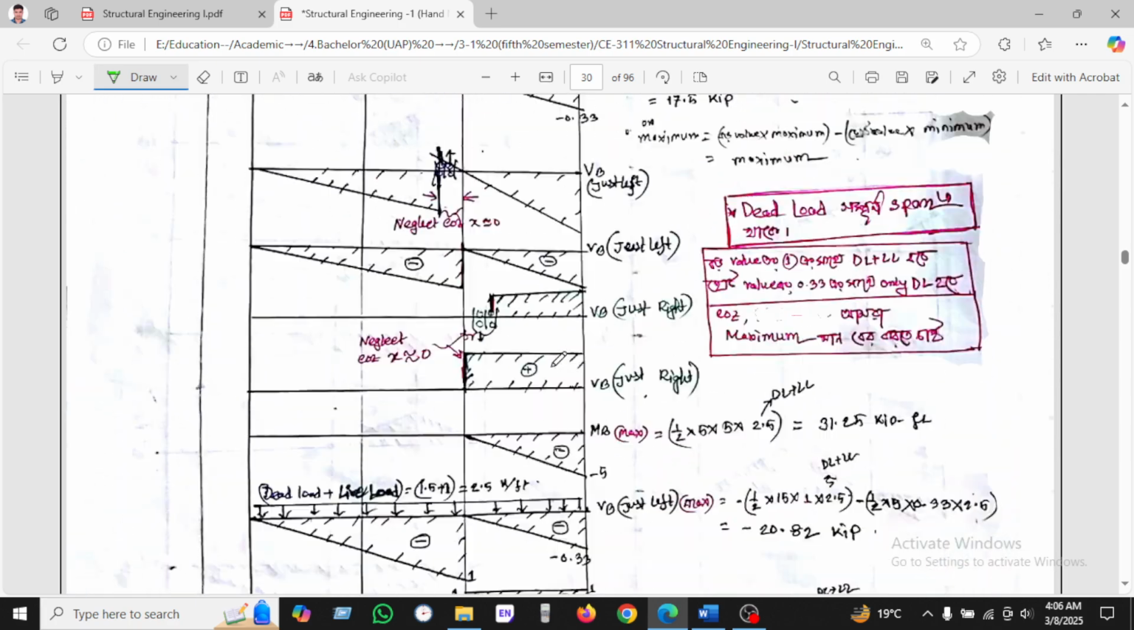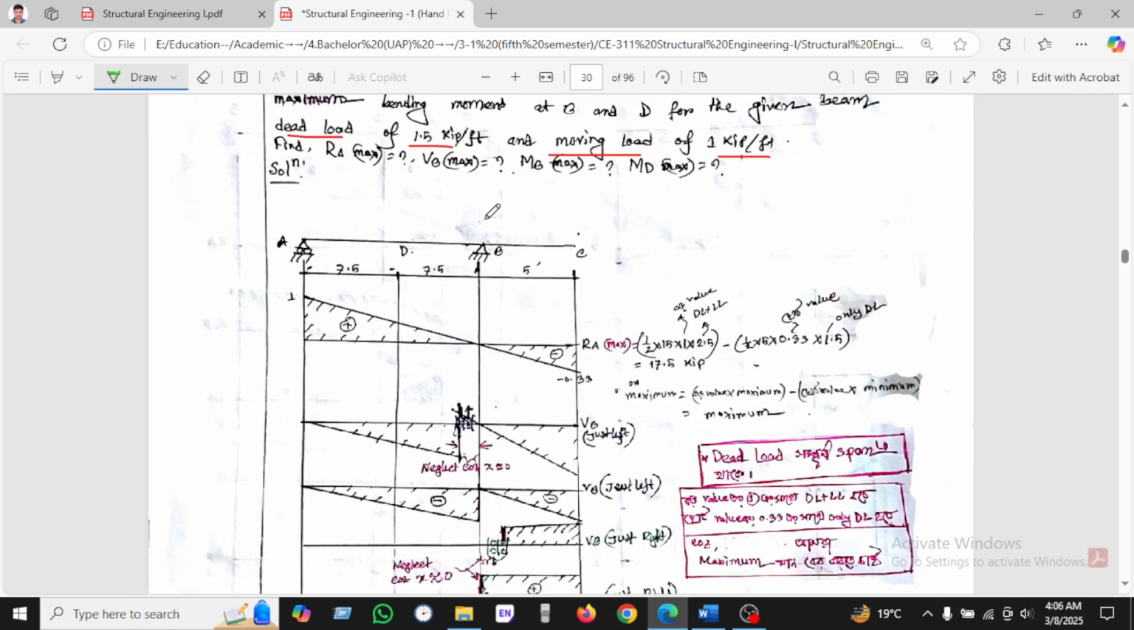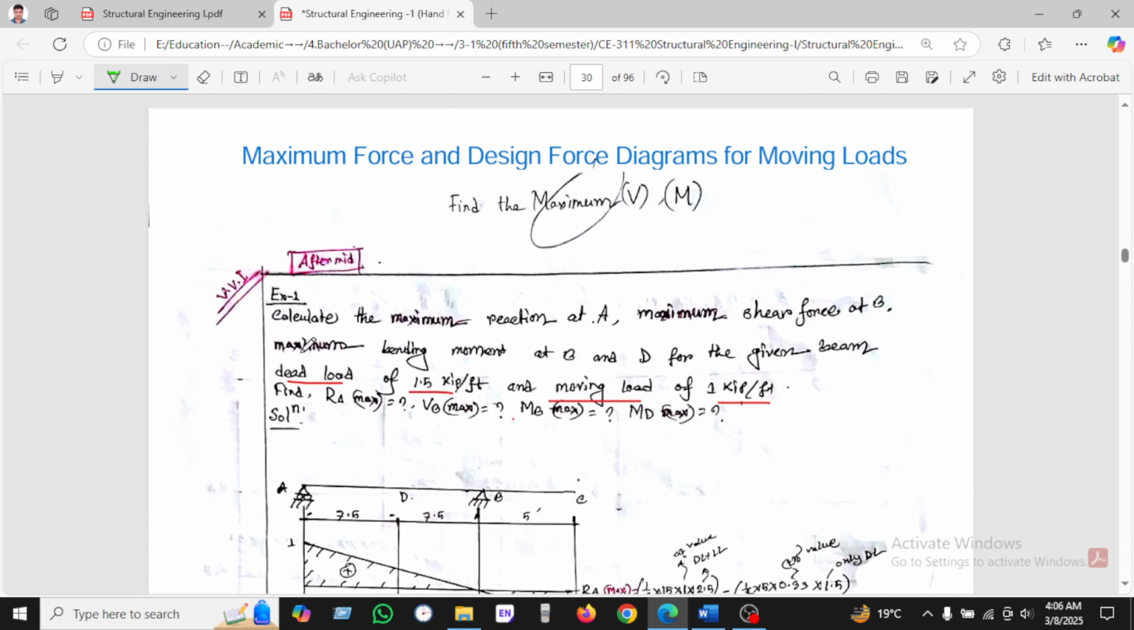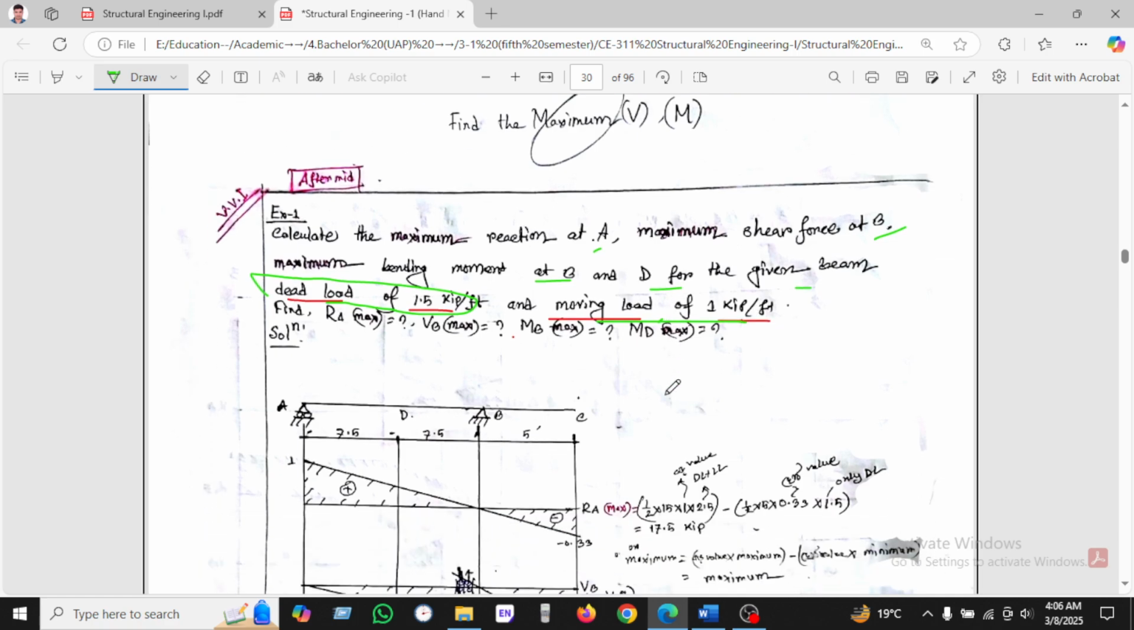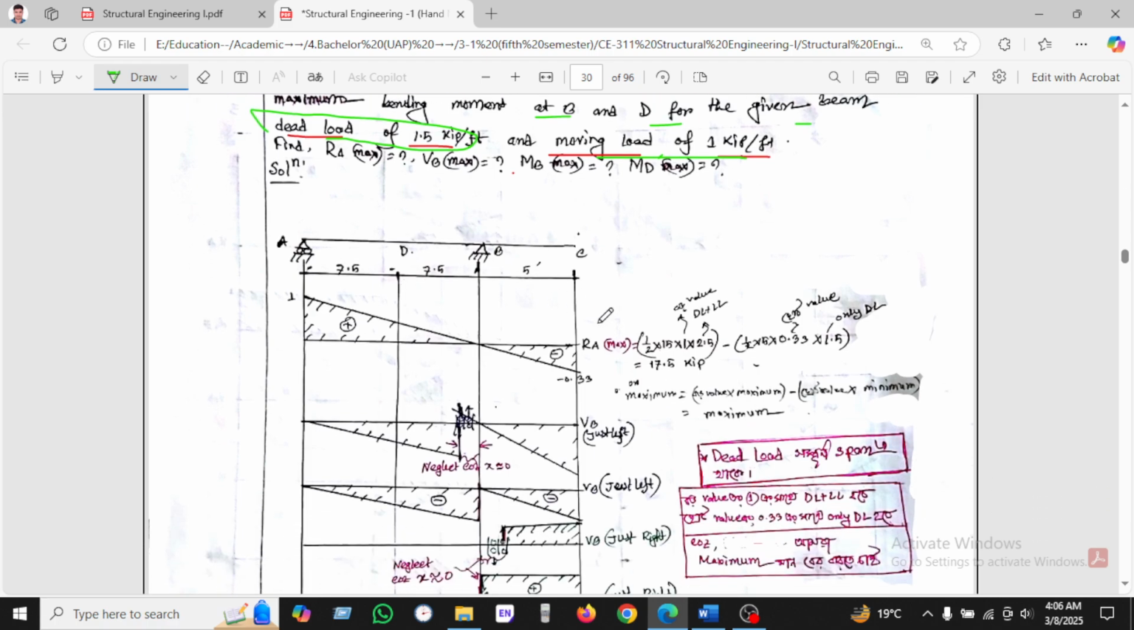Okay, let's see another example. Here is an example. Calculate the maximum reaction at A, the maximum shear force at B, and the maximum bending moment at B and D. The given beam dead load is 1.5 and the moving load is 1.5. The moving load is the live load. Okay, so let's see Rmax. How will we calculate the Rmax?